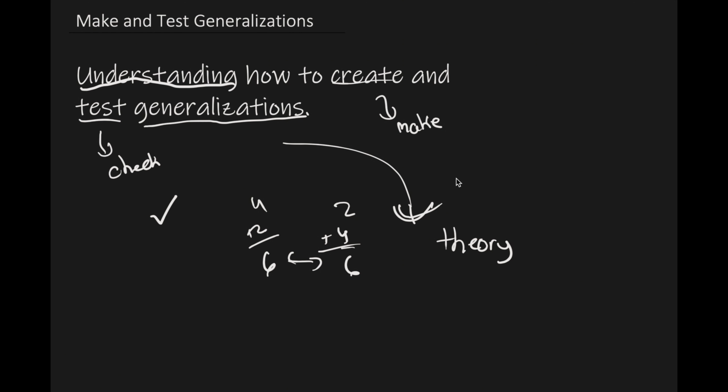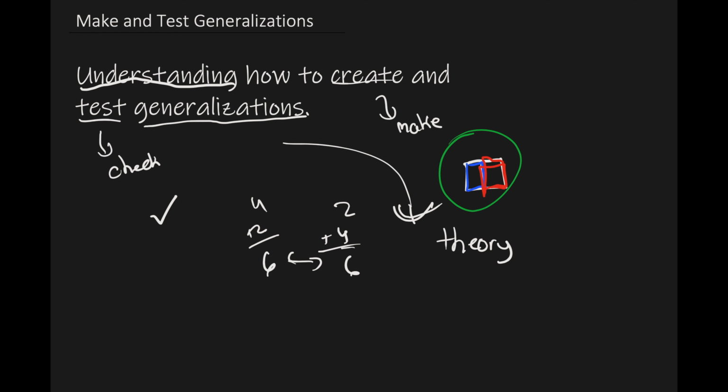So I could create a generalization saying that any square cut in half will create a rectangle. And I could test that by drawing a square, cutting it in half, and saying, okay, that's a rectangle. That's a rectangle. So that's how you can check. That's actually simple. Basically, that's how you can make and test a generalization.